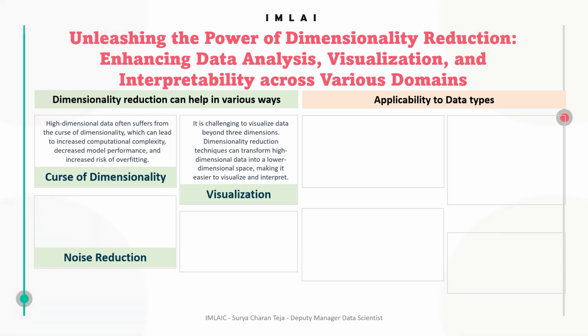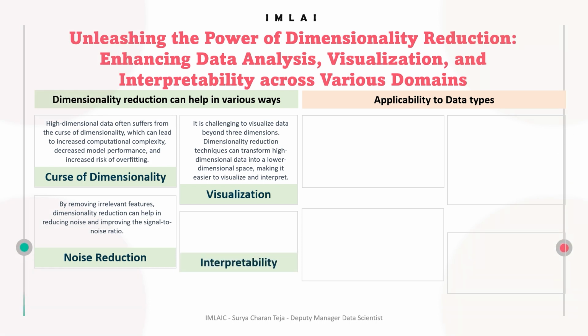Then we have noise reduction. So by removing the irrelevant features, dimensionality reduction can help in reducing noise and improving the signal to noise ratio. Then we have interpretability. So having fewer features makes it easier to interpret and understand the relationship between the variables. So these are the various ways dimensionality reduction can help data scientists.